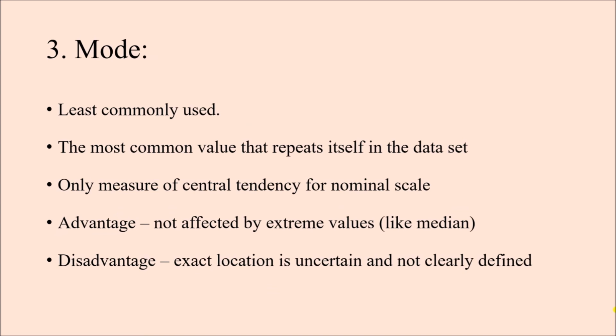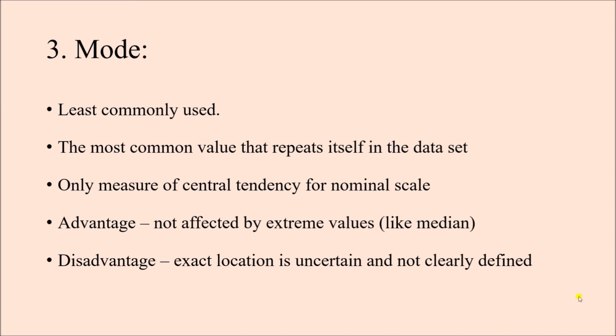Next is the third and final measure of central tendency, that is mode. And this is the least commonly used measure of central tendency. Now what is a mode? If we look at a particular data set, we can see maybe one value or more than one values keep repeating itself. That means it can be present more than one time in the given data set. So the particular value which repeats itself most of the time in the data set is considered to be the mode in the given data set.